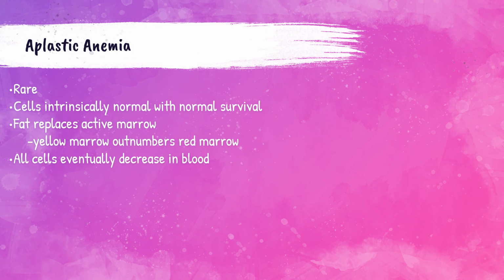Aplastic anemia is a rare disorder that causes a failure of the bone marrow. The yellow bone marrow, which is made up of adipocytes or fat cells, replaces the red hematopoietically active bone marrow. So if the amount of hematopoietically active bone marrow is decreasing, less and less cells are going to be made. So we're going to have a decrease in all cell types within the marrow and the peripheral blood. The cells that are made are functionally normal and they look normal, because nothing is making them abnormal. They just are being made in lesser quantities.